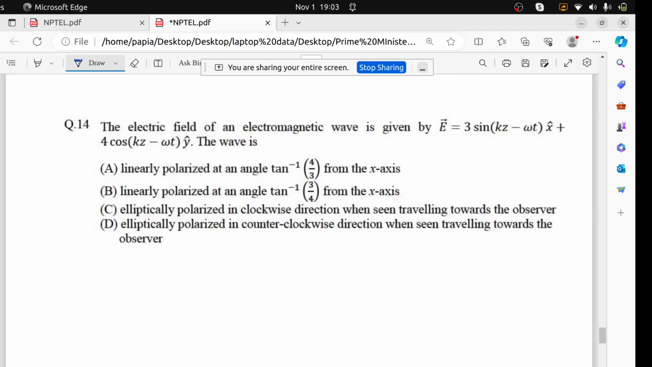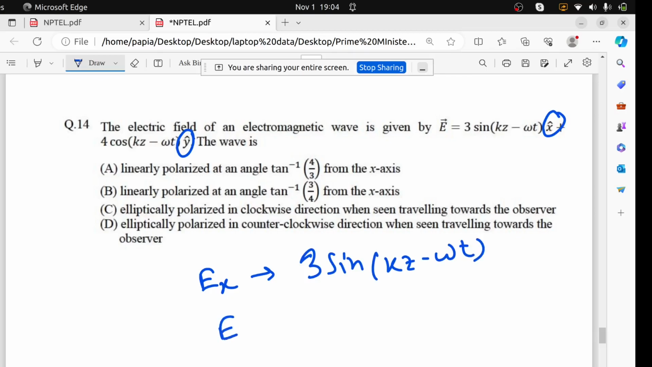Because you can see here there is one x cap and there is one y cap. So that means Ex is there. Ex is 3 sin(kz − ωt) and Ey is 4 cos(kz − ωt), right? So these two things are there. Now our E vector can be written as Ex x cap plus Ey y cap.